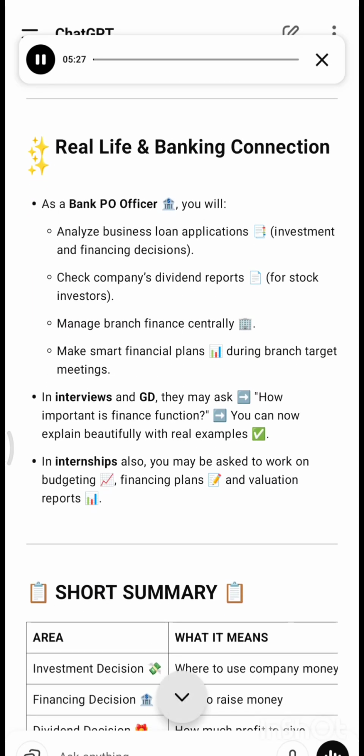Real life and banking connection. As a bank PO officer, you will analyze business loan applications, investment and financing decisions, check companies' dividend reports for stock investors, manage branch finance centrally, and make smart financial plans during branch target meetings. In interviews and GD, they may ask, how important is finance function? You can now explain beautifully with real examples. In internships also, you may be asked to work on financing plans and valuation reports.